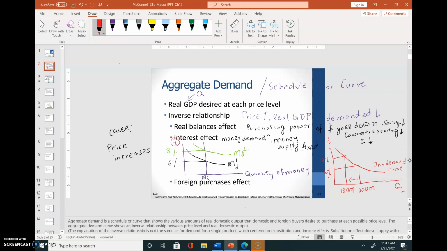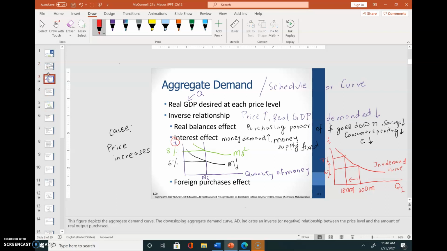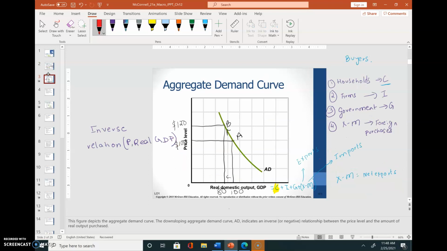What happens as a result of that? So businesses, they want to borrow less money. They want to invest less money here. So interest rate is up. Investment is definitely down. And this is also responsible for the downward slope of the aggregate demand curve. I had the same graph as before when I was looking at the real balances effect. We move from point A to point B, and the quantity of real GDP demanded goes down.